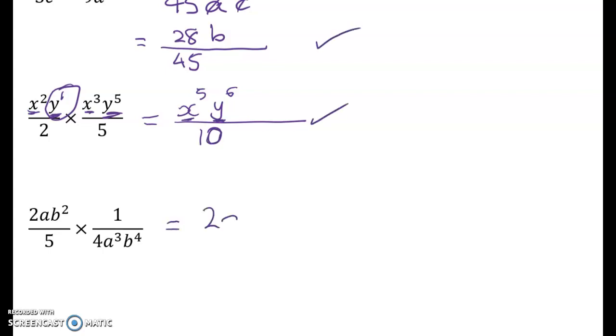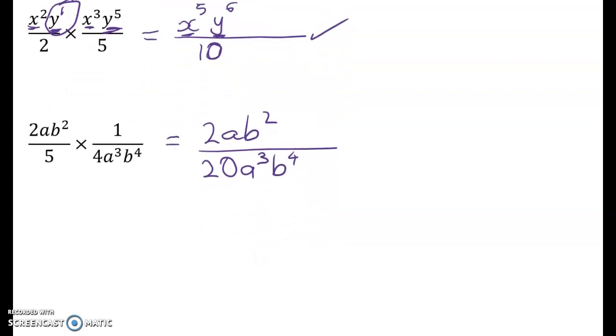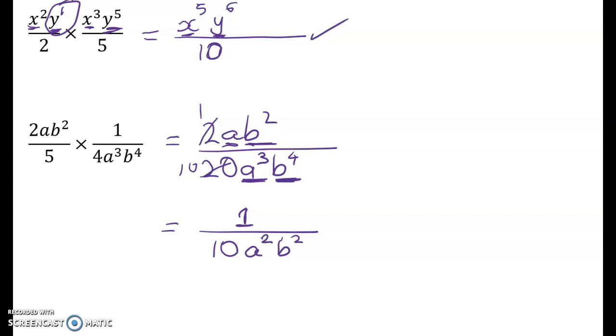Right, in the next one, we have 2ab squared divided by 20a cubed b to the power of 4. There's a lot of simplifying to do here. The 2 and the 20 simplify to give me 10 here, and this is going to be 1 here. I've got a here and a cubed here, so we have a squared in the denominator. I've got b to the power of 4 here and b squared here, so I've got b squared here. All that's left to do is to write in that 1 in the numerator, which comes from simplifying the 2 over 20 part. So that's my final answer there.